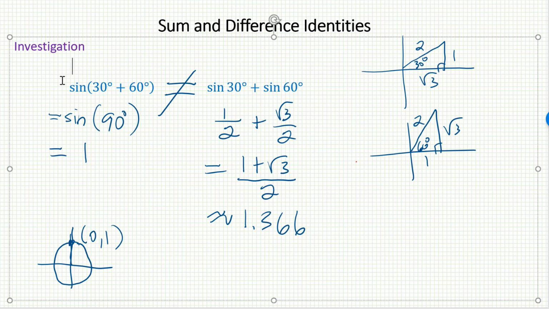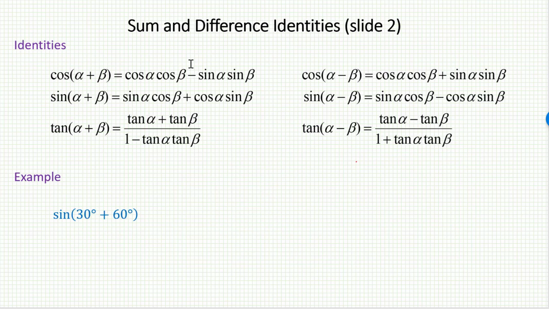That still leaves us wondering, is there some connection between the sine of the sum and the sine of the individual angles? And the answer is yes, and those relationships are called the sum and difference identities. There are 6 of them listed here. The cosine sum identity, sine sum, tangent sum, and then the 3 difference identities. Each of these identities links up the trig ratio of the sum or difference with the trig ratios of the individual pieces. And you'll see there is a relationship. It's just a little bit more complicated than we thought.